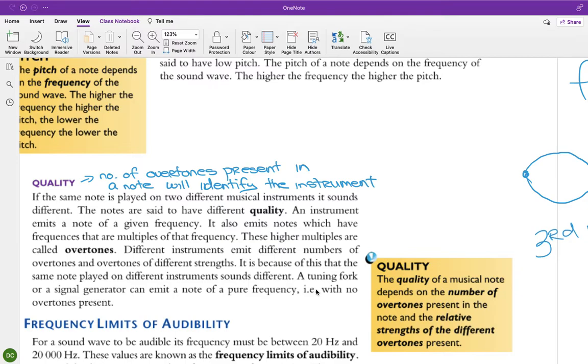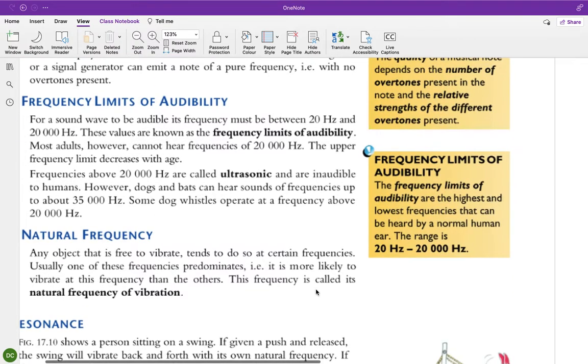So when you hear 2 identical notes played on different instruments, it's because one will contain more overtones than another. Okay, so a note played on a piano will include maybe the fundamental frequency plus 2 overtones, whereas the note played on a tin whistle will only be the fundamental frequency. So you get a different quality of sound, and that's how you can tell that one is a tin whistle and one's a piano. Okay, now the frequency limits of audibility.